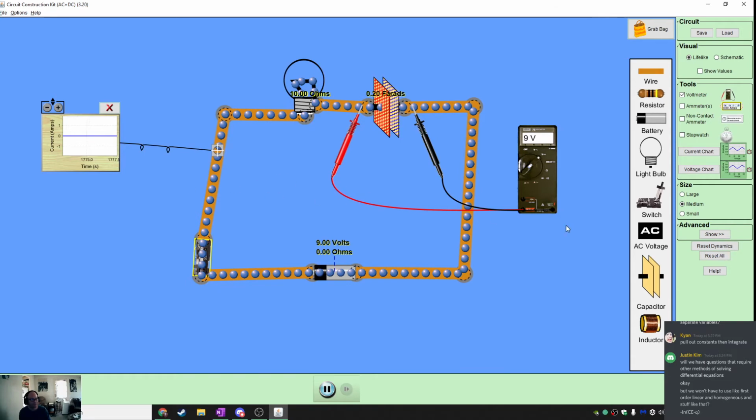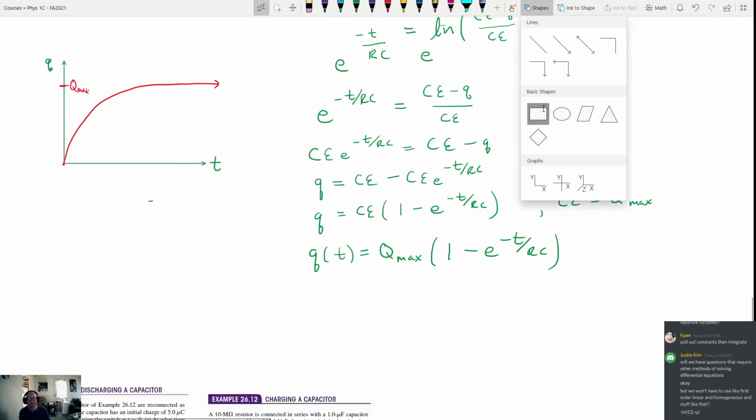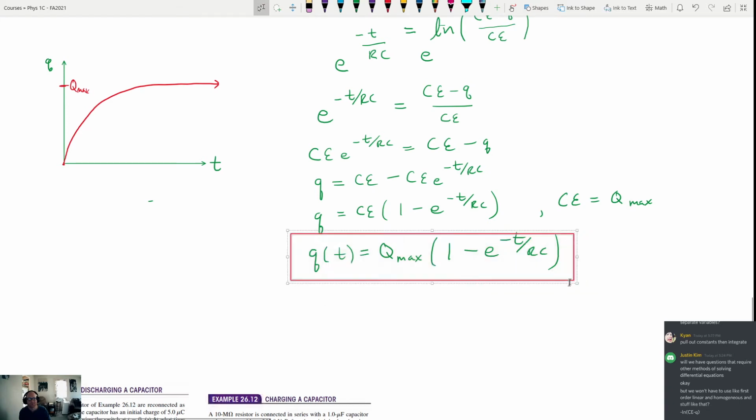And the same thing happens in the lab, and I can show you if you want when we go back to school. Okay, so there's our equation. Should box that in. That's our final result. So there we go. That is the equation for the charge on a capacitor for charging a capacitor.